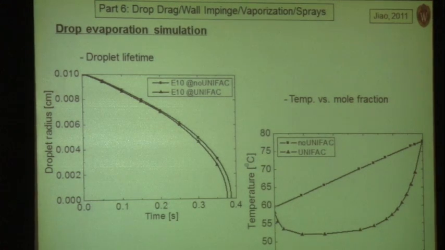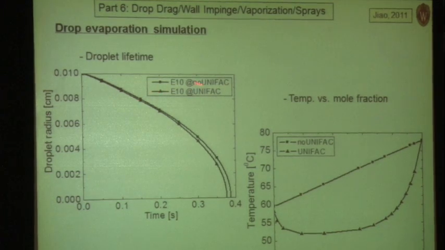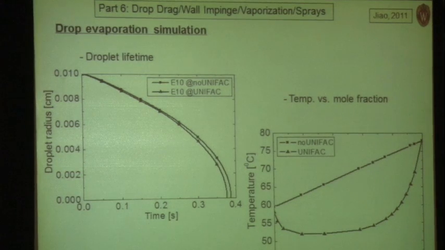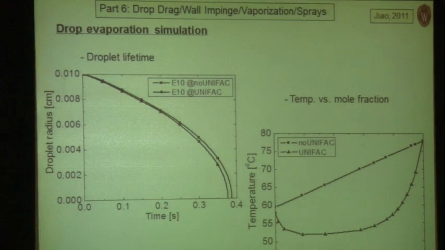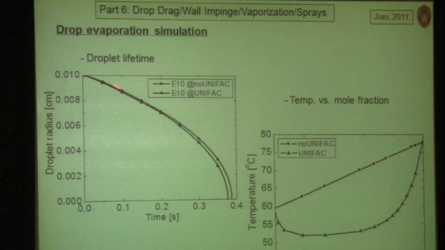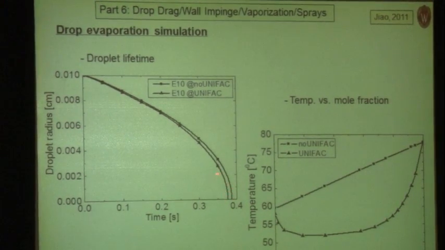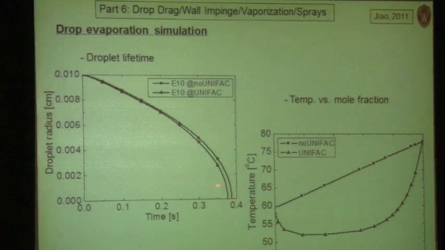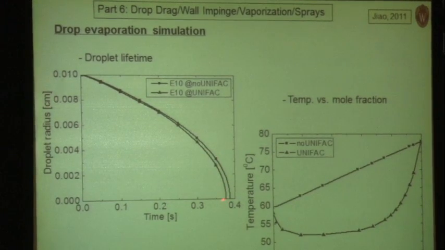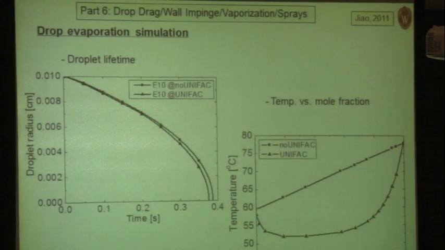So this can be an important effect. I'm just showing a simple example here with E10. This is 10% ethanol in a gasoline mixture, and we're looking at droplet radius versus time. If I squared this, you would see something that looked like the d-squared law. It doesn't show up very obviously here, but the vaporization rate is slightly faster when we include the UNIFAC effect.